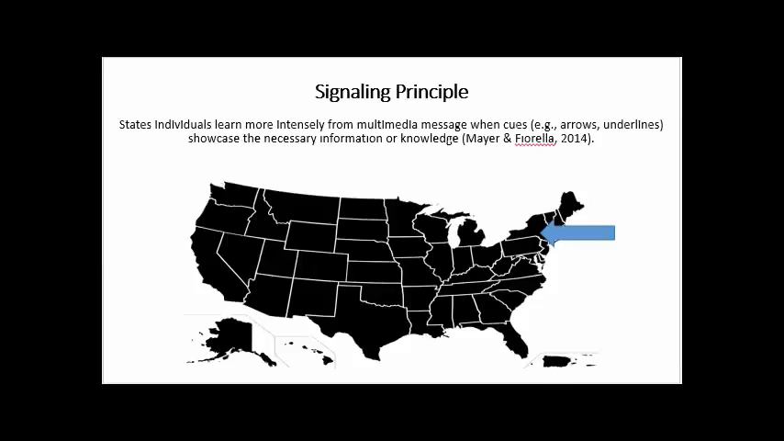Another principle is signaling. This is when individuals learn more deeply from multimedia messages when cues such as arrows or underlines showcase the necessary information or knowledge that the learner will need to focus on. If you look at the example here, we have a map of the US with an arrow pointing to New York State. Obviously, I'm trying to focus the learner's attention on New York State.